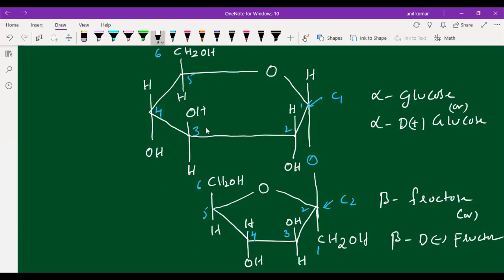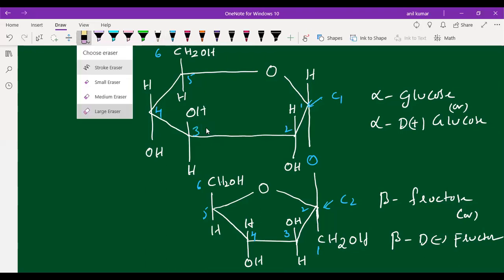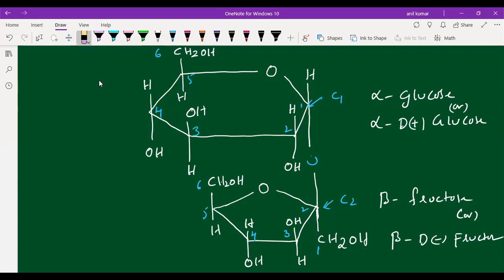Right, students? Have you understood or not, students? Please message in the chat box so that I will come to know how many of you understood or not. I will write oxygen with another color. Just a minute.